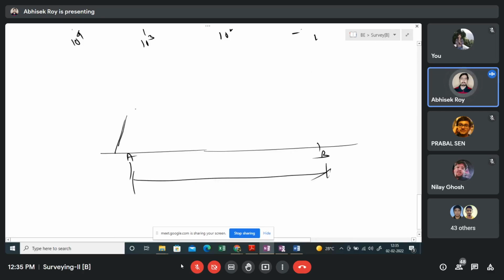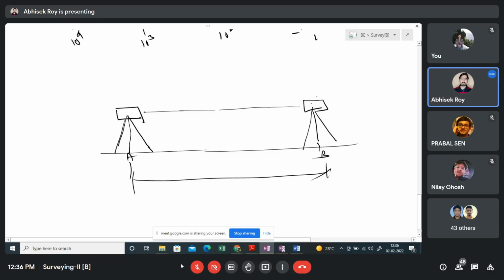We want to measure this distance. So what we can do, at A, we can keep EDM equipment, which will generate the electromagnetic waves by the transmitter which is placed at A, so that the electromagnetic waves will propagate and will go. And at B there can be any receiver.